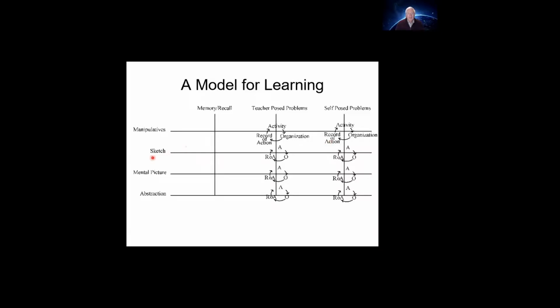In looking at this, since we are early childhood through 6th grade, manipulatives will be kinder through 3rd grade. That's a good rule of thumb. 4th through 6th grade will be sketches. And really, we do not want to mess around with mental pictures through abstractions. That's more for middle school and high school, university, respectively.